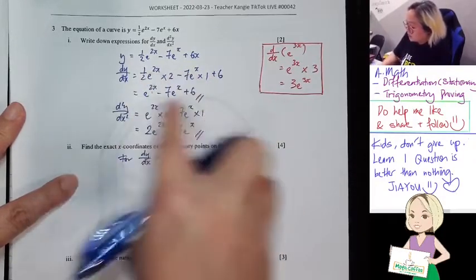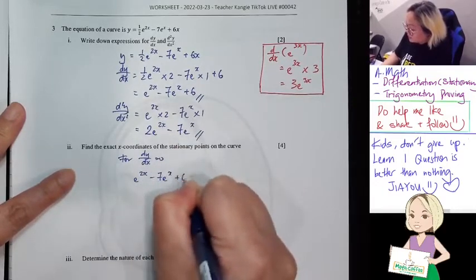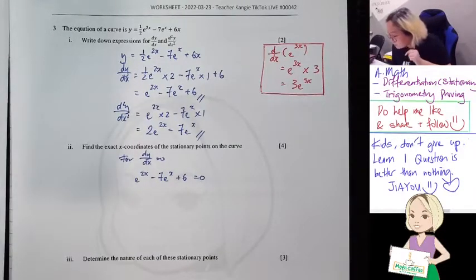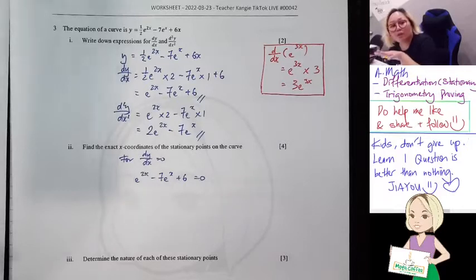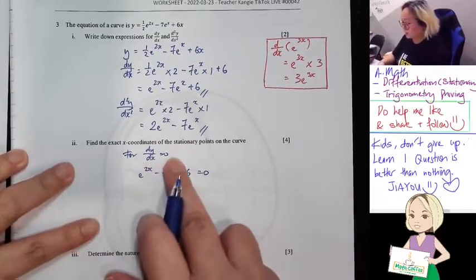So I'm going to do the same thing for dy dx equals to 0. You will take this one. It will be e^2x minus 7e^x plus 6 equals to 0. If you are normal acad AMath, you don't learn exponential, so you can ignore this part. This is only applicable for express AMath, because express learn logarithm and exponential, but normal acad do not learn logarithm and exponential.